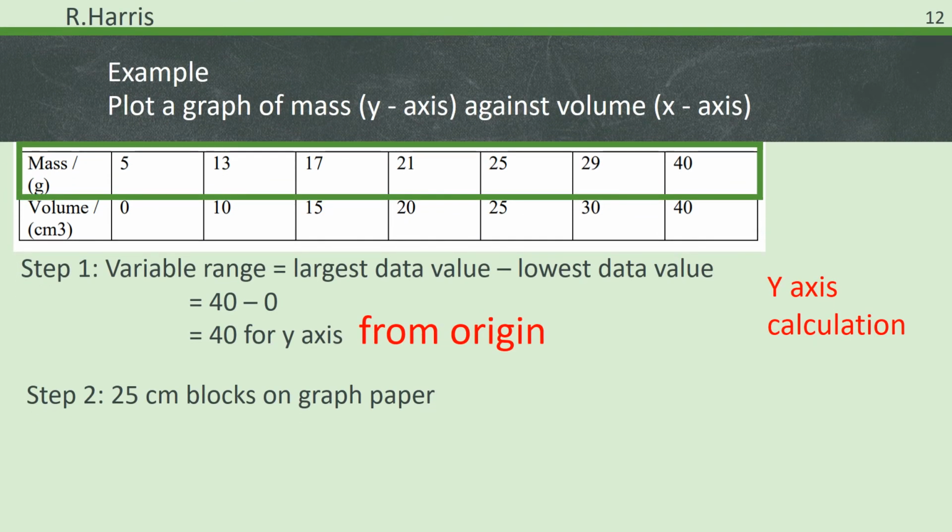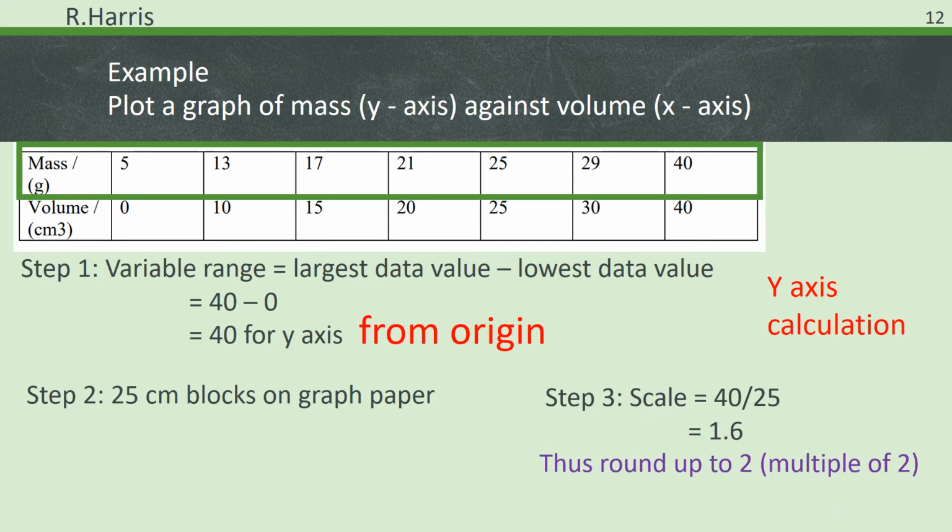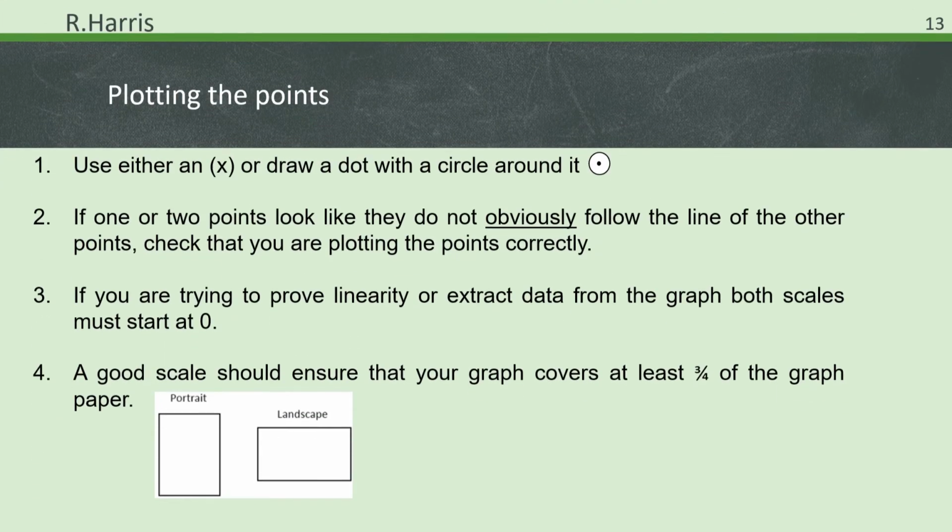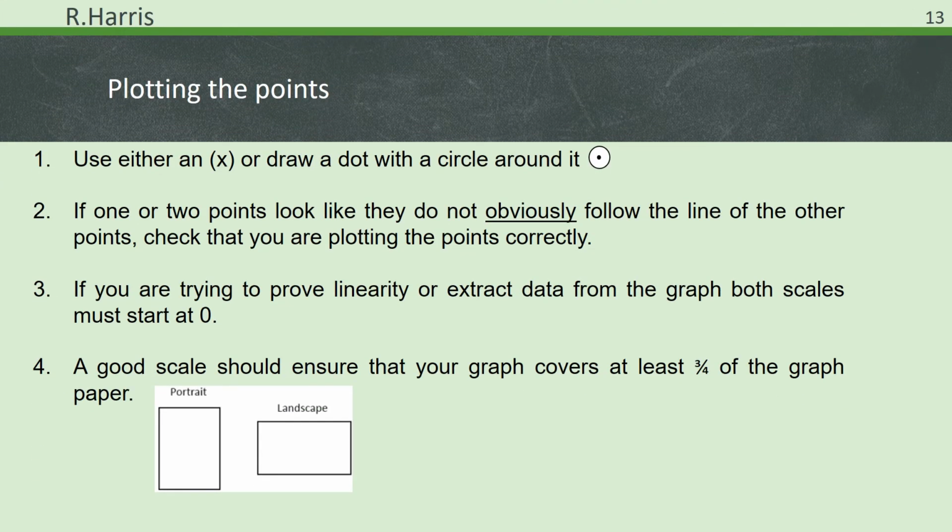So when we go back to the question now, we understand how 25 centimeter blocks were obtained. Step 3 is 40 divided by 25, which gives 1.6. But remember, we always round up, which gives us a scale of 2. When plotting graphs in physics, a single dot will no longer suffice. You either have to use an X or a dot with a circle around it.